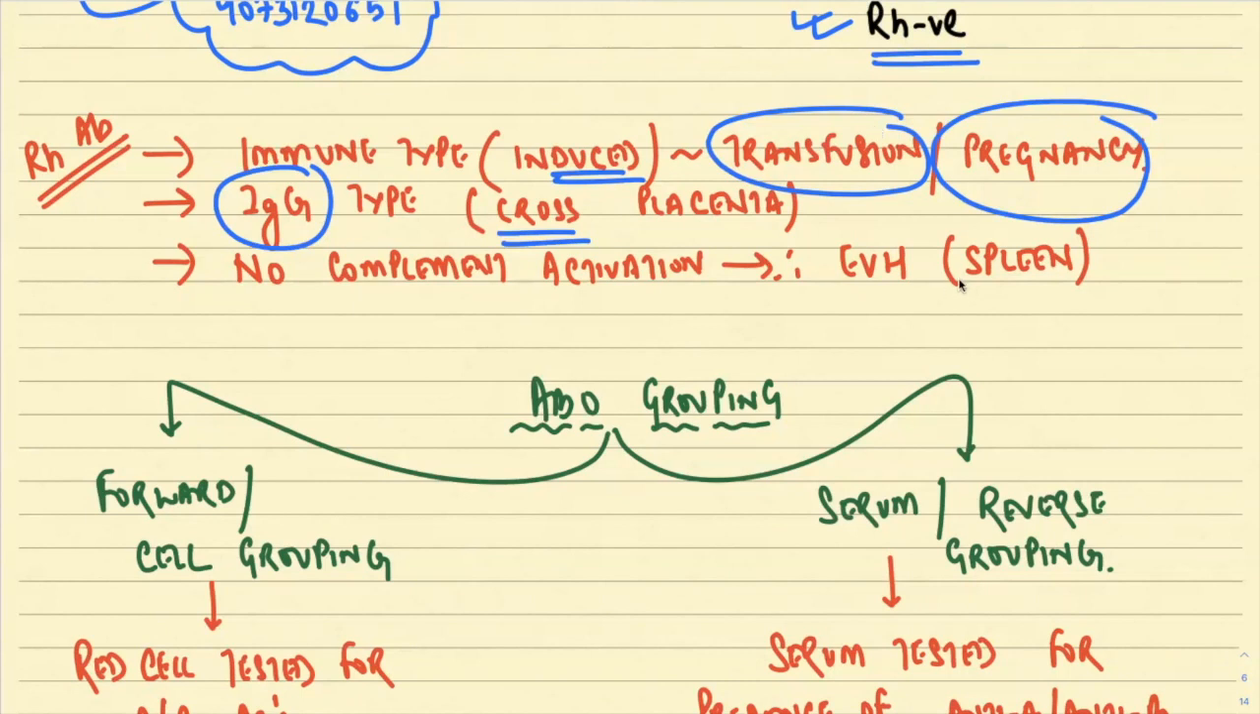One very important point of difference from the ABO blood grouping is that over here there is no complement activation, so you are only going to have extravascular hemolysis. So remember, if you are giving A positive blood to an A negative individual, or a B positive to a B negative, so if there is just a mismatch with the RH, there will not be intravascular hemolysis. There will only be extravascular hemolysis.